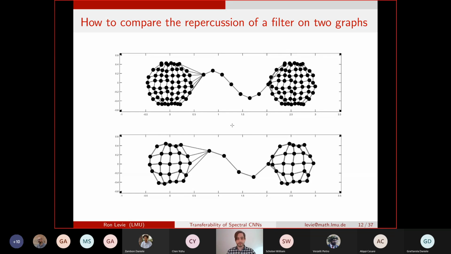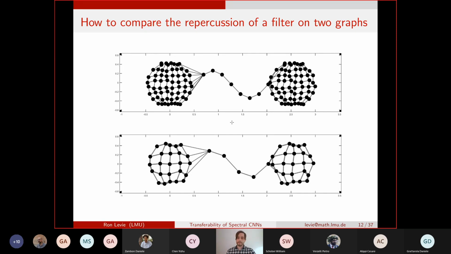They sample the same continuous space. I still need to define what I mean by a network or a filter having approximately the same repercussion on two graphs. Now, the problem is that there is no direct way to compare the two graphs because they have a different number of nodes. But both of them discretize the same underlying space.